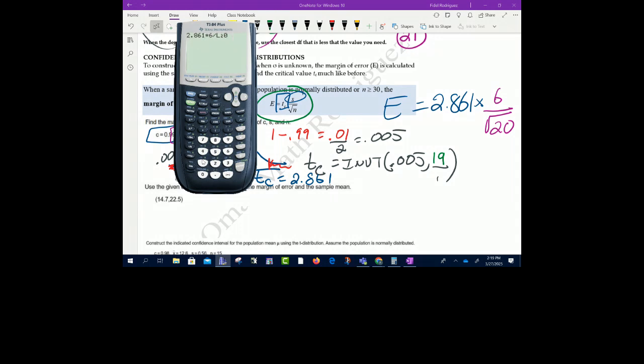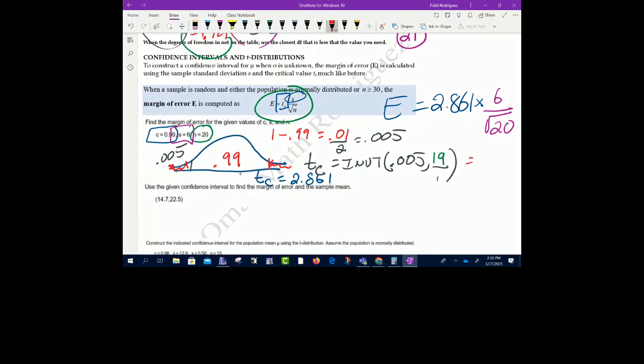Oops. Oh, man, I did something wrong here. Okay. 2.861 times 6 divided by square root 20. There we go. 3.83, right? Let's go ahead and go 3 decimal places. 3.83, what? 8 or 9? 8, right? Okay, so error is going to be 3.838. Boom. And we found our error.